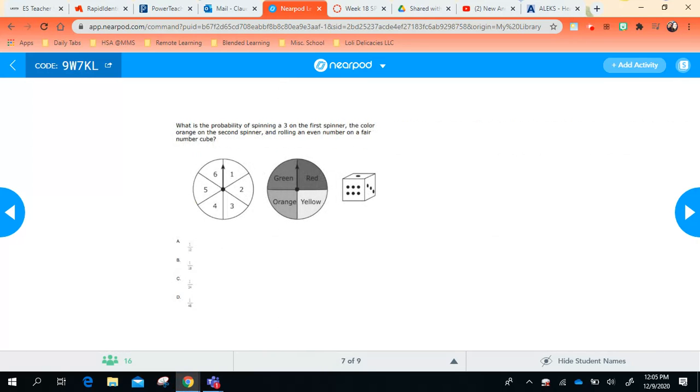Okay. Do I have to draw the spinners? Yes. Do I need to draw the die? No. You can just pull a little box and put 6-sided die inside. But yes, go ahead and write out that problem in your notebook.